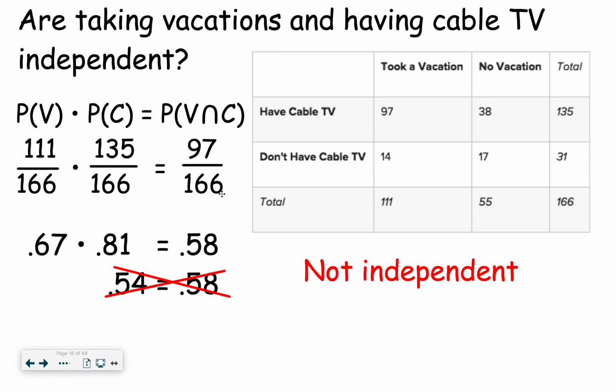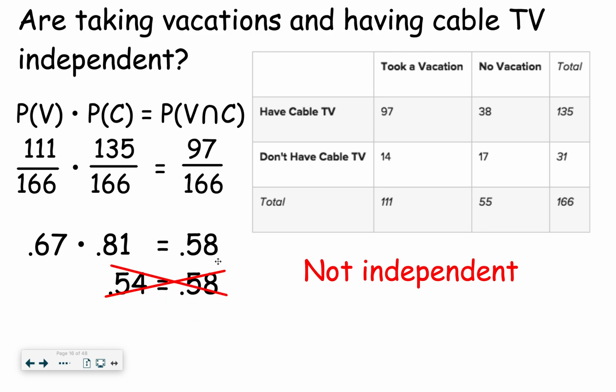Now, just be careful when you type these values into your calculator. So I kind of take them one at a time. 111 divided by 166 is 0.67. 135 over 166 is 0.81. And then I multiplied those together, if you can see through my red X's, and I got 0.54.